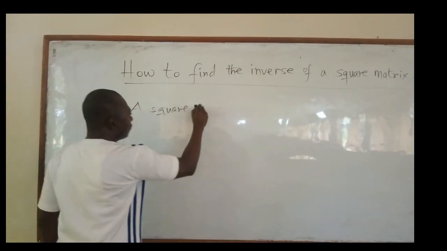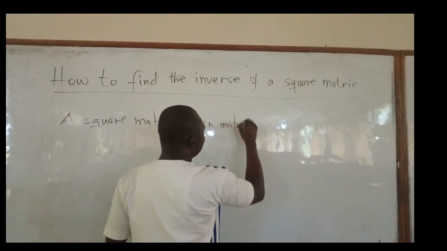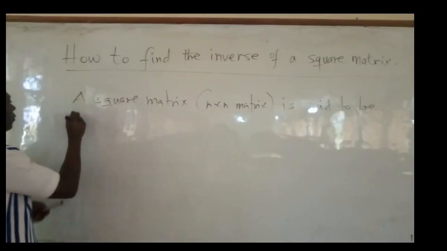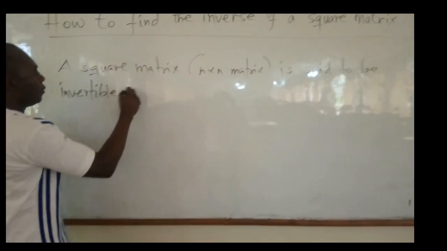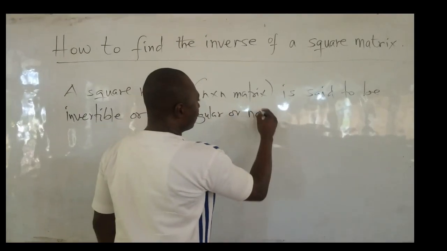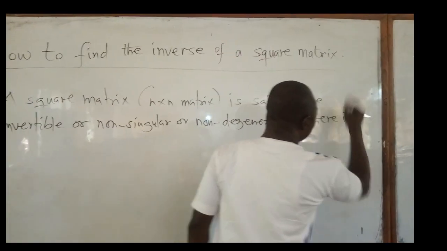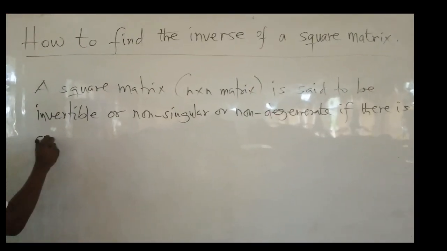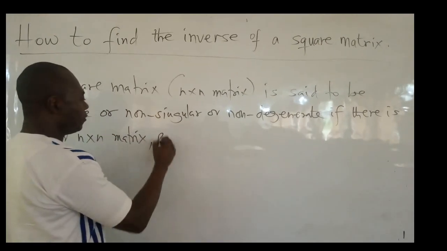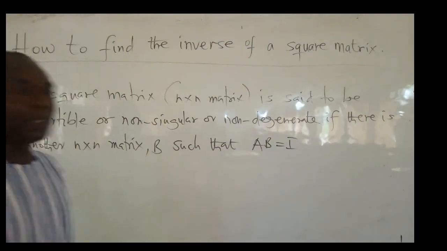A square matrix A that is an n by n matrix is said to be invertible, or non-degenerate, if there is another n by n matrix, that is another square matrix B, such that AB is equal to I, where I is the identity matrix.